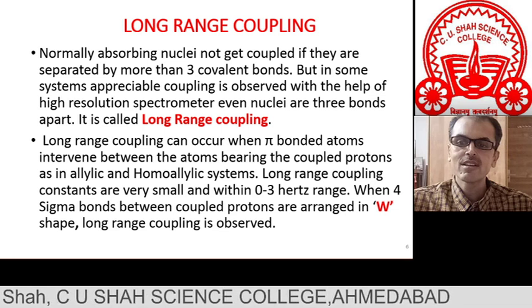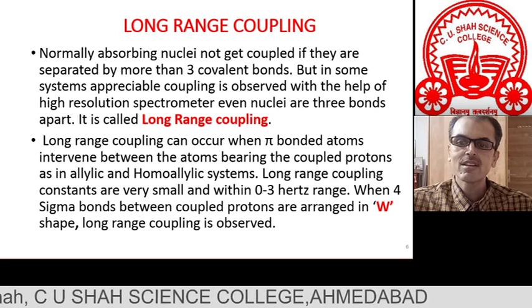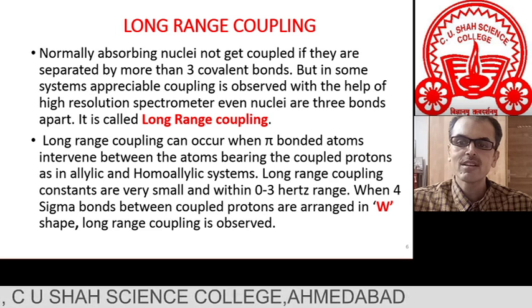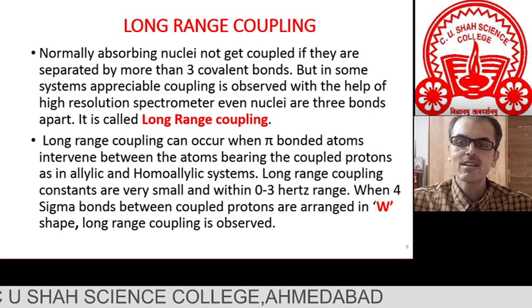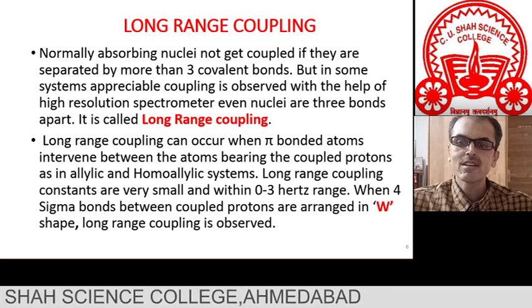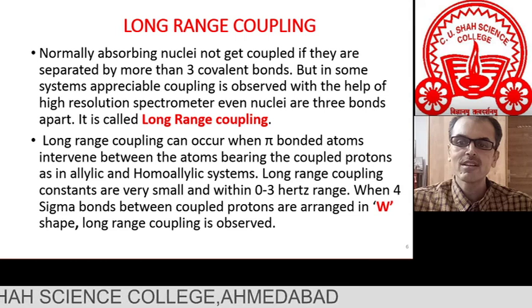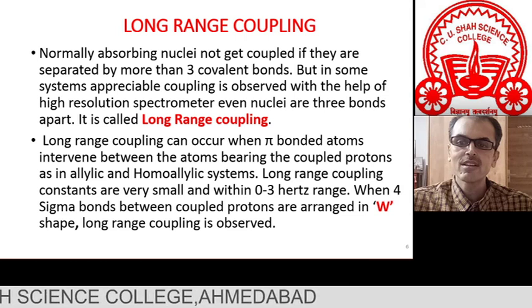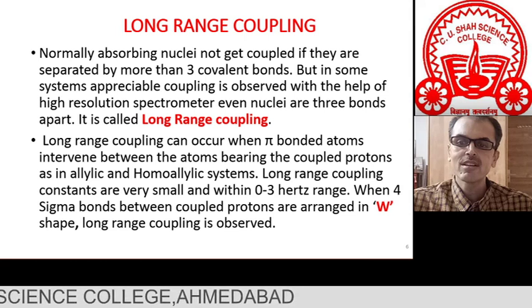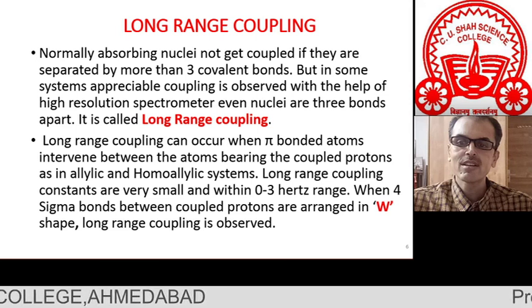Mostly, a noticeable long range coupling is seen in those pi bonded atoms which are intervening between the atoms bearing the coupled protons. So I want to tell you that if a pi bond system is present in between the two coupled protons, then in such compounds long range coupling is very common. Let us give an example like an allylic system or a homoallylic system. If you know their structure, in between there is a double bond. This long range coupling is comparatively very weak and normally within the range of 0 to 3 Hertz.